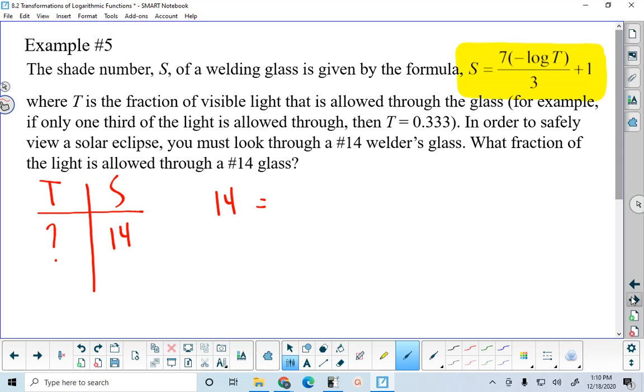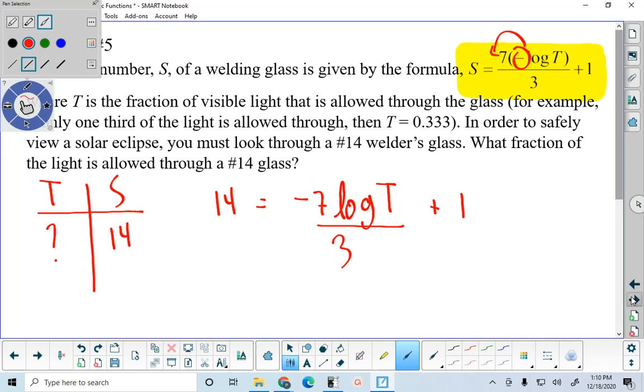I'm going to move this negative here out in front and put it with the 7. So -7 times log of T over 3 plus 1. And I'm going to just show something to you here. I hope it makes sense.